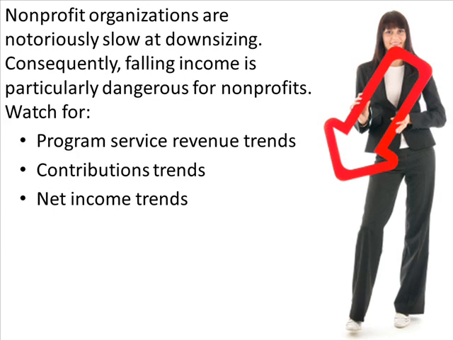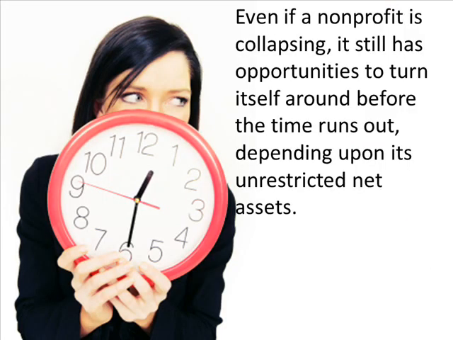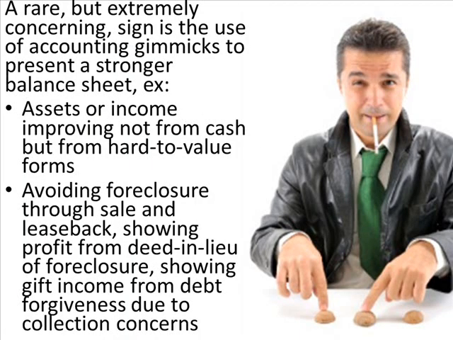Consequently, falling income is particularly dangerous for nonprofits. Watch for program service revenue trends, contribution trends, and net income trends. Even if a nonprofit is collapsing, it still has time and opportunities to turn itself around before the time runs out, depending usually upon its unrestricted net assets. A rare but extremely concerning sign is the use of accounting gimmicks to present a stronger balance sheet.